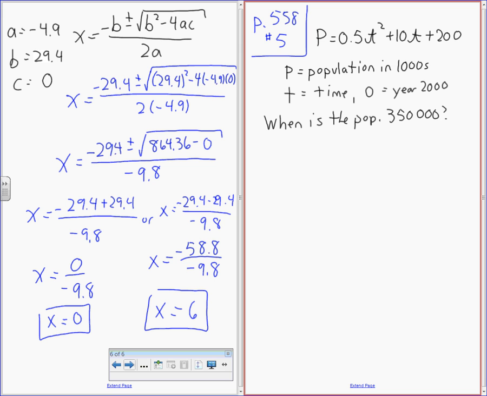Now here's the real trick. It says, when is the population of 350,000? With that knowledge, what is P going to equal? Because that's your variable, population. So it says 350,000. What are we going to plug into the equation as P? Close. 350, not 35, 350. So we're just going to solve the equation, 350 equals 0.5t squared plus 10t plus 200.